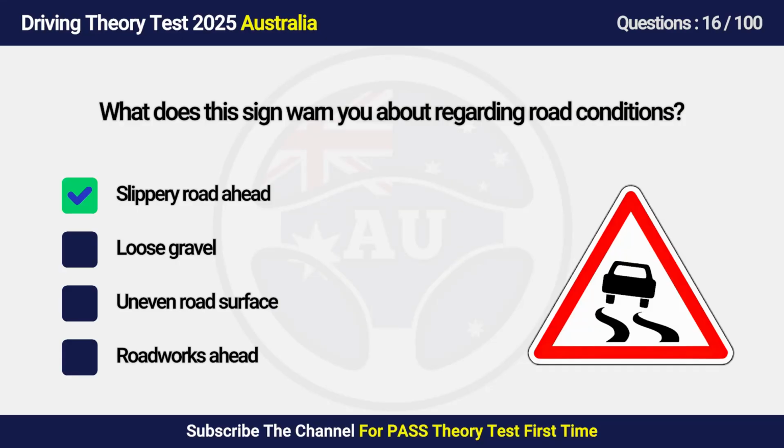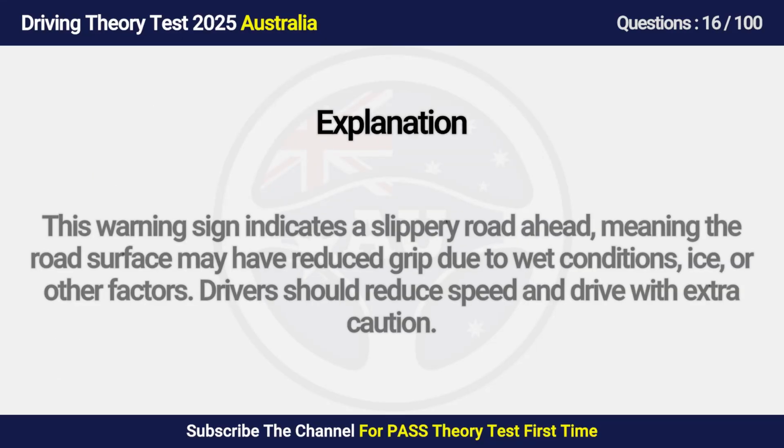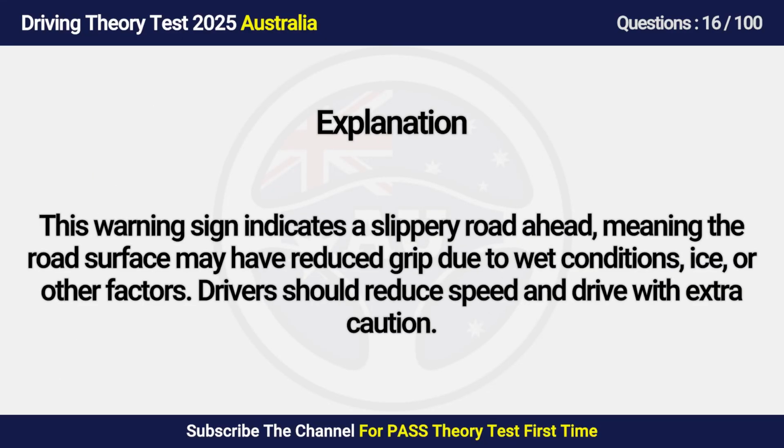Answer is A. Slippery road ahead. This warning sign indicates a slippery road ahead, meaning the road surface may lack grip due to wet conditions, ice, or other factors. Drivers should reduce speed and drive with extra caution.